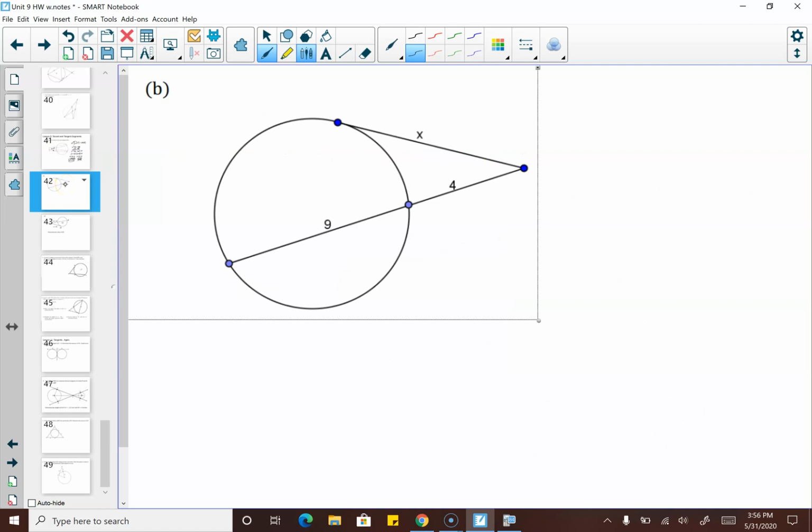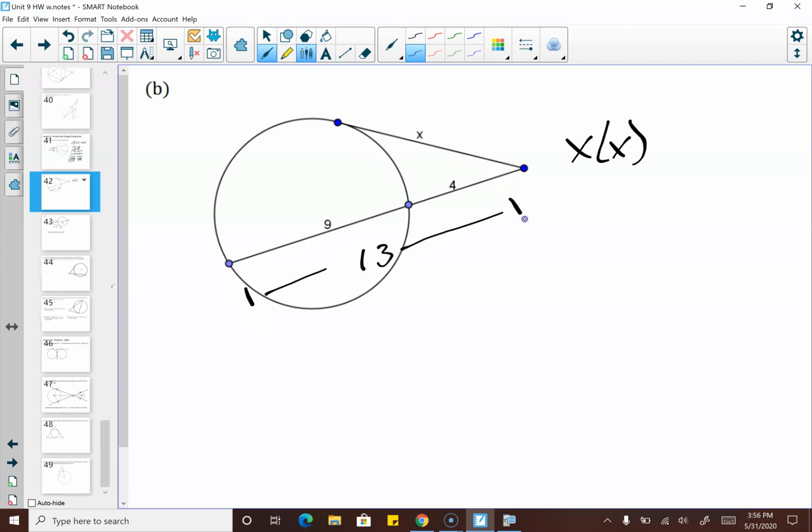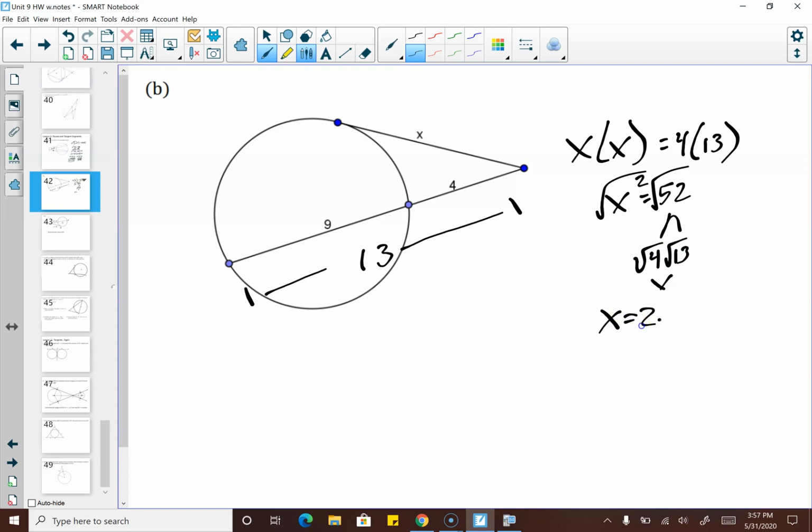As we look at part B here, again, outside times whole, so x times x, so for the tangent, the outside and the whole are the same thing, is equal to, the outside is 4, the whole thing is 13. So this is exactly like the one we had in class. All right, we'll square root. 52 is not perfect. It splits into square root 4, square root 13. And that's going to give us a value for x of 2 radical 13.